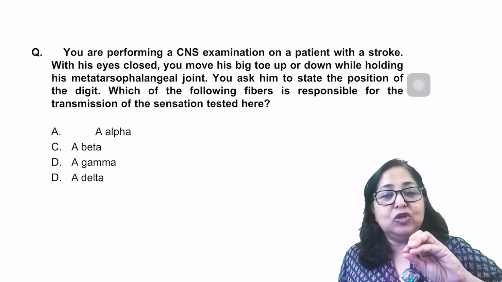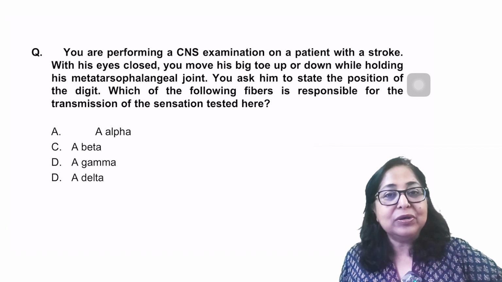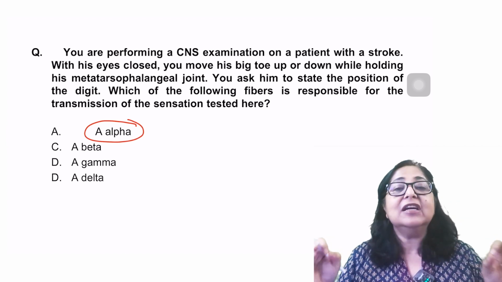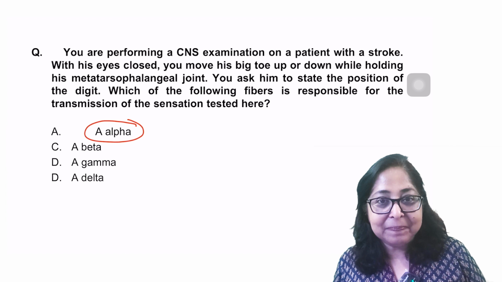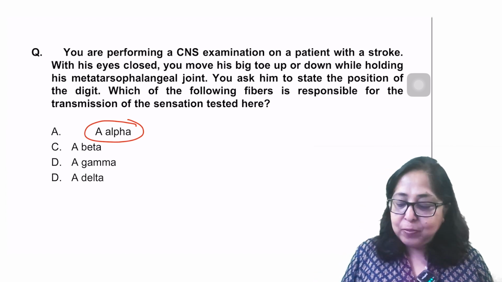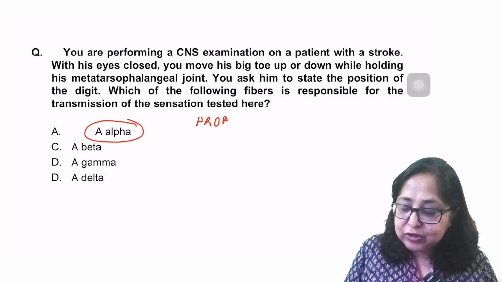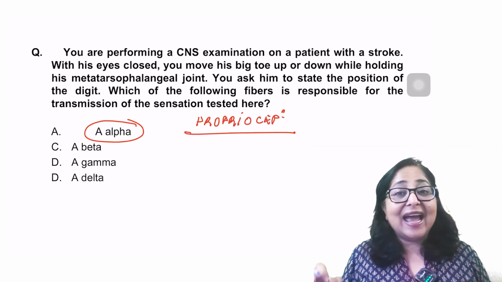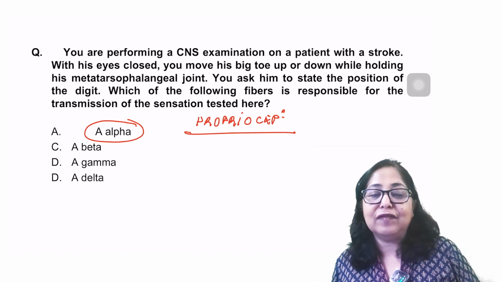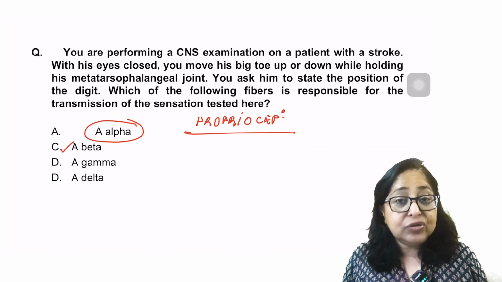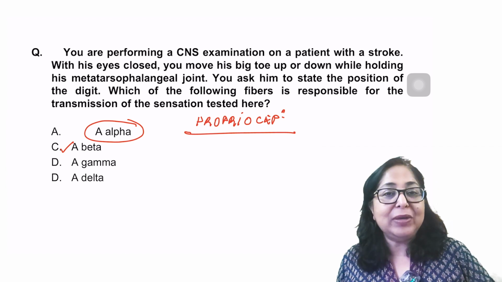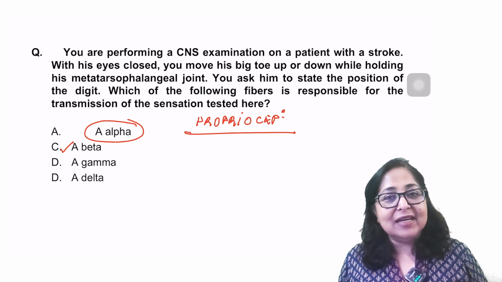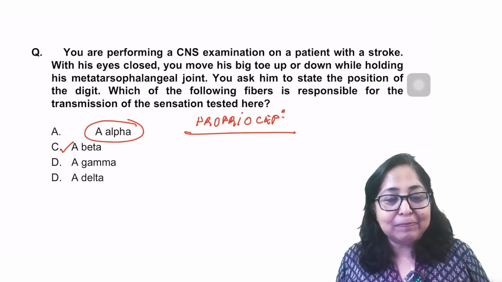Now, the joint and position sense, the most important nerve fiber is A-alpha. This is the largest diameter, fastest conducting nerve fiber. And proprioception, this is the fastest conducted sensation. This is carried mainly by the A-alpha nerve fibers. Yes, A-beta also carry proprioception, but between the two, the better answer will be A-alpha. Fastest conducted sensation is proprioception.